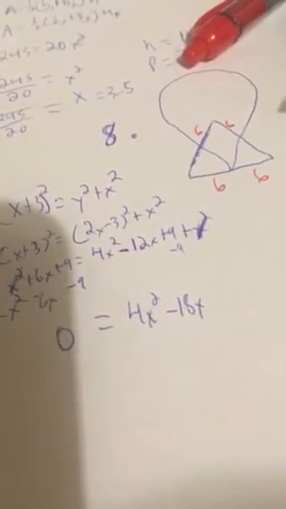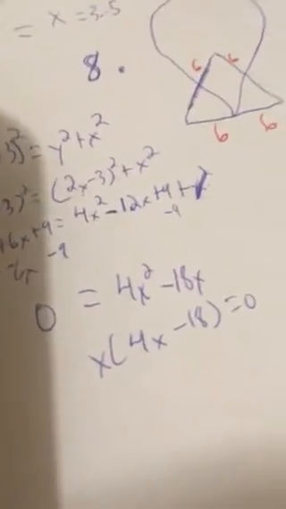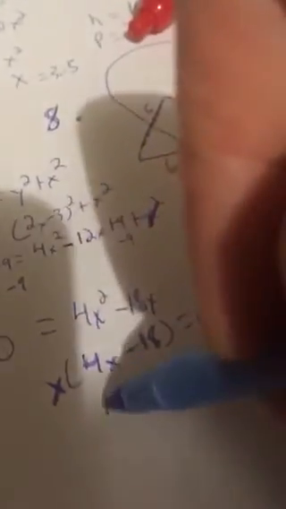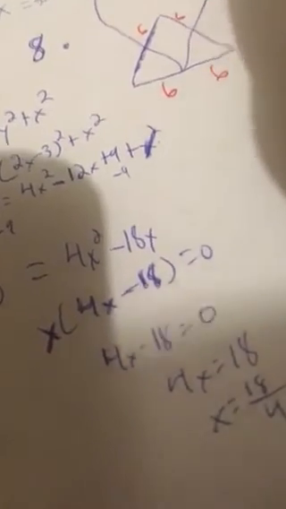Well, we're going to factor out an x. So x times (4x minus 18) equals 0. When we do that, we're going to get that 4x minus 18 equals 0 as well. So 4x minus 18 equals 0. Solve for it, we get 4x equals 18. x equals 18 divided by 4, or 9/2. Okay? So we found what x is.